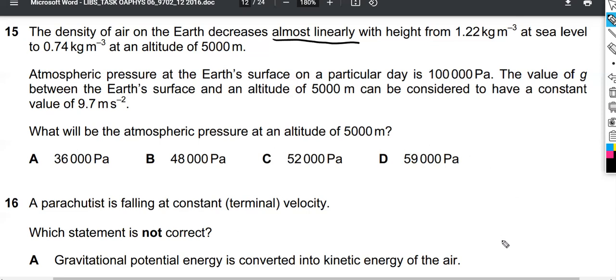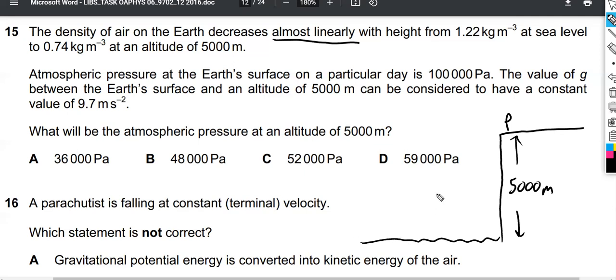I think it's easier to make sense of this to draw a 5-kilometer cliff. So there's 5,000 meters, 5 kilometers, and I want to know the pressure here. Okay, down here is sea level, so there's my sea.